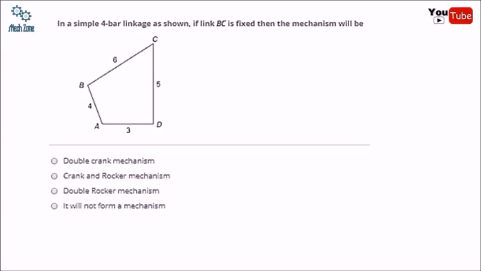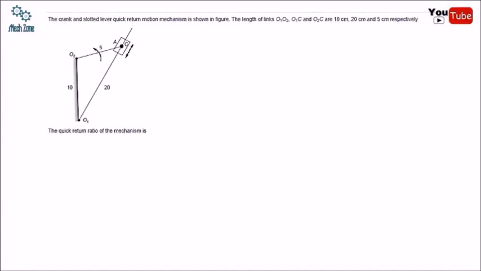Okay, next question. In this question we have been given a crank and slotted lever quick return motion mechanism. The lengths of the various links O1O2, O1C and O2C have been given as 10, 20 and 5 centimeter respectively. Now we need to find out the quick return ratio.